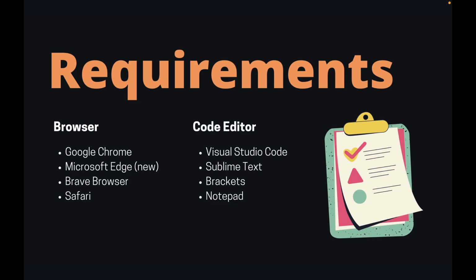To write HTML, you need a code editor to write your code in. My favorite one is Visual Studio Code, although you can use Sublime Text, Brackets, or Notepad. Brackets specifically is for HTML and CSS, whereas Notepad is in Windows systems, but I would not recommend anyone using Notepad. It's not for programming.